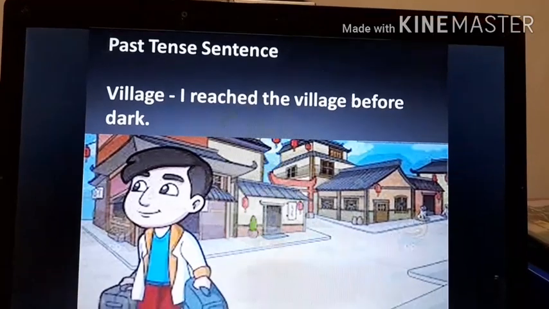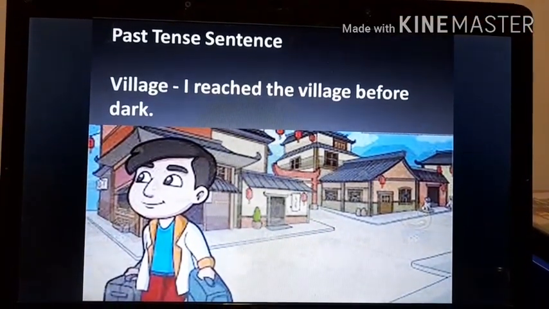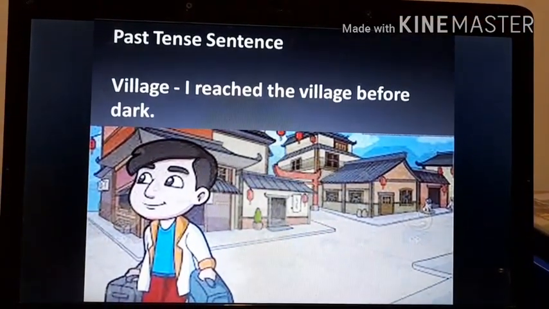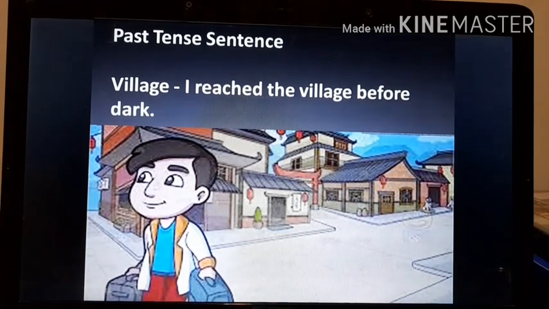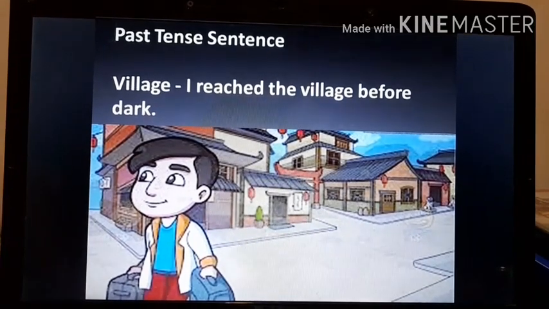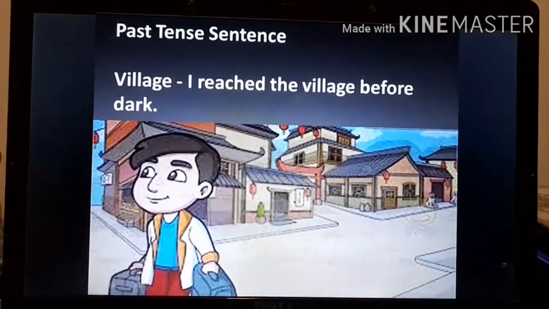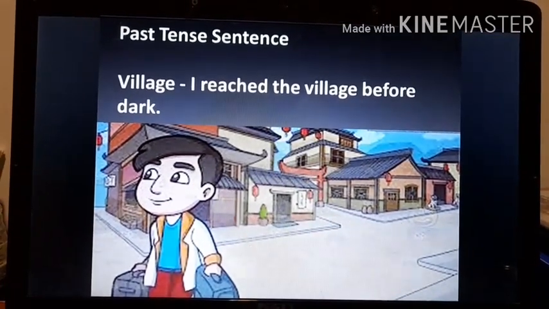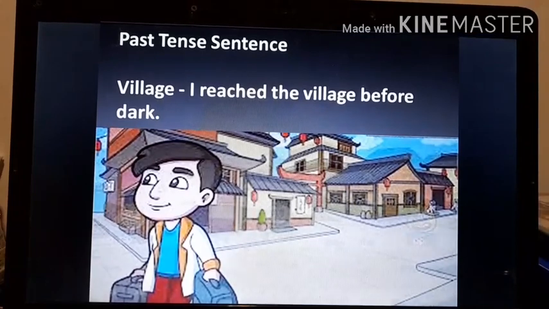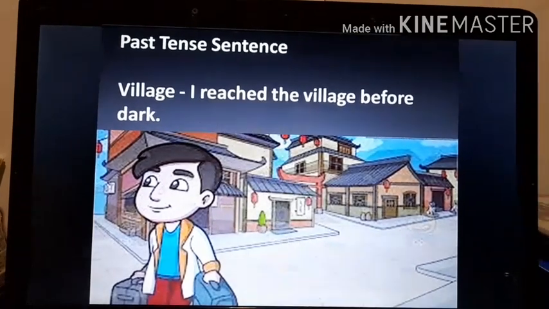So we use a verb which is in the second form of verb, that is the past tense form of verb. I reached the village before dark. Here we are talking about the past tense. We are talking about the time which has already passed. So, I reached the village before dark.